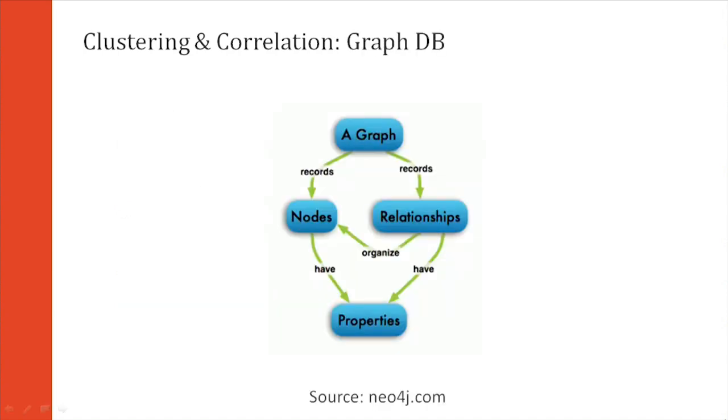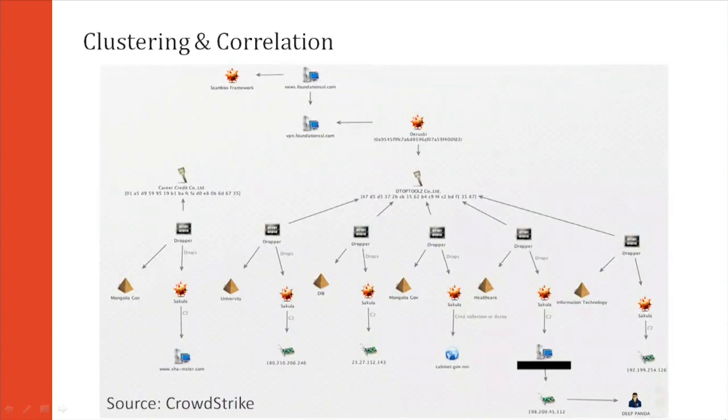Let me show you a picture. It's basically, as I said, just connection between nodes, relationships, and properties. All the different things that we just found, that we just collected, can be interconnected, okay? We're gonna see some examples. And here is the correlation, okay?